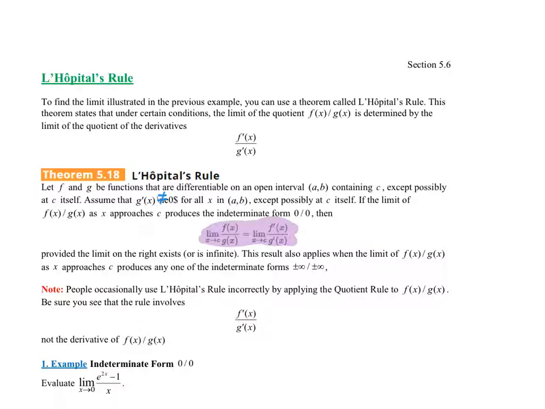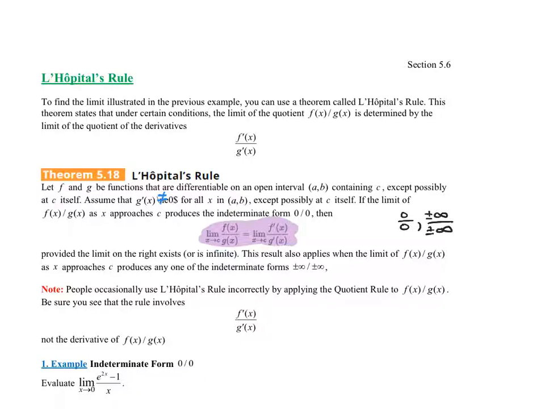But this only works if you're of certain forms. What forms does L'Hopital work with? It works if you have 0 over 0 or if you have plus or minus infinity over plus or minus infinity. It doesn't matter which sign you have, but if you have either of those two forms right there, you can use L'Hopital's rule. It says this result also applies to f of x and g of x as x approaches c when it produces the indeterminate form, same thing, plus or minus infinity over plus or minus infinity.